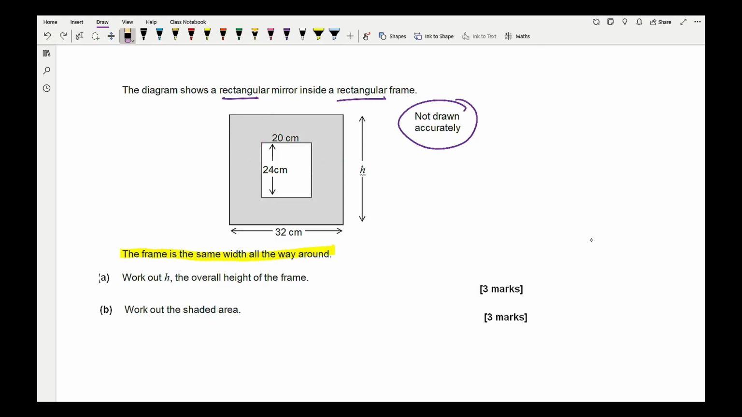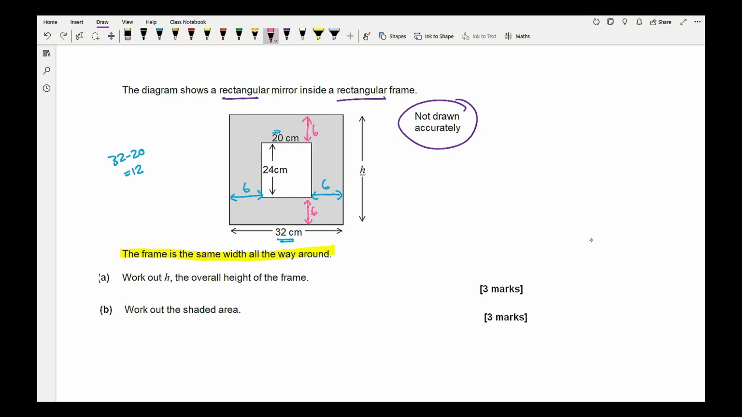Now unfortunately I only know the base of this shape, so what I need to do is I know that these two lengths here are going to be the same because it tells me that the frame is the same all the way around. So here I've got that the total length is 32, but the middle section is 20, which means that 32 take away 20 equals 12. So these two blue arrows combined add up to 12. So that means that this length here must be 6, which therefore means that because the frame is the same width, this length here must also be 6.